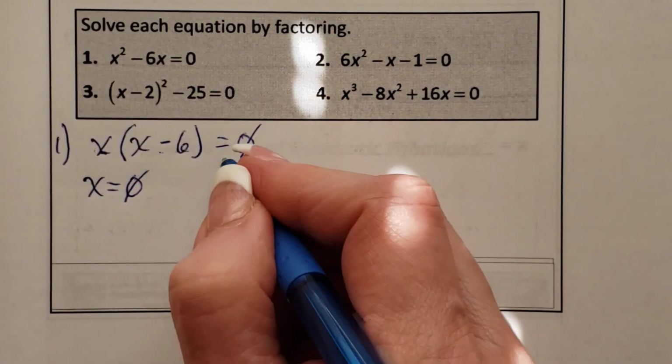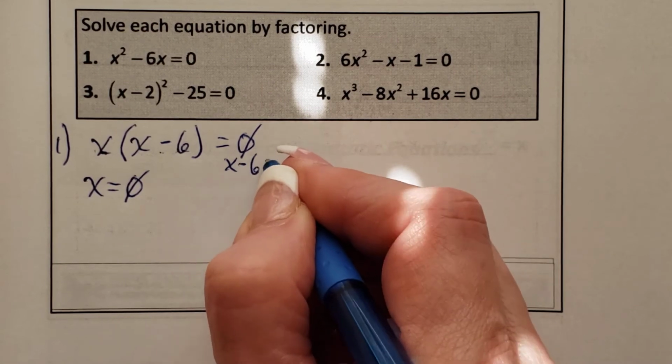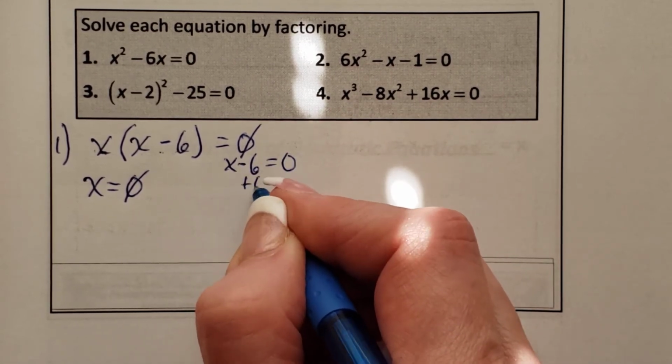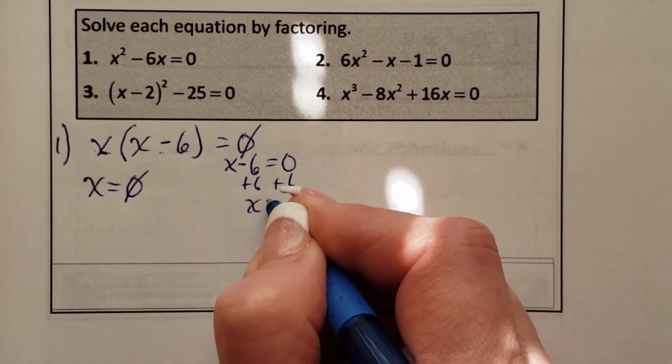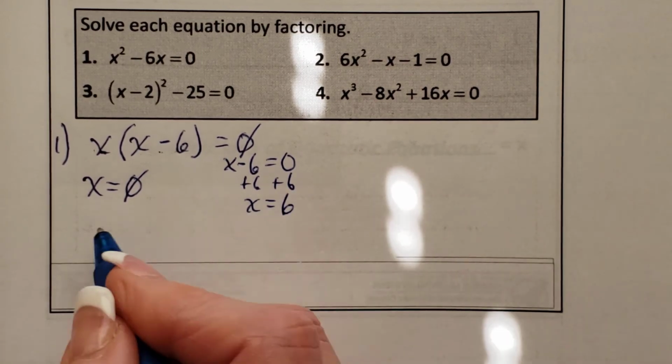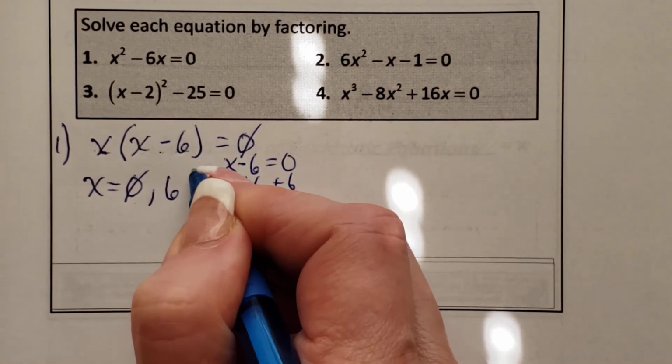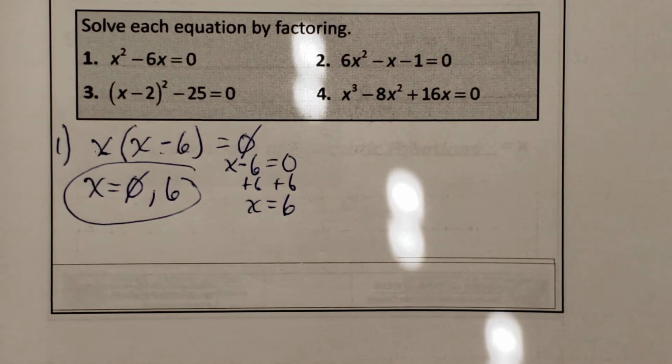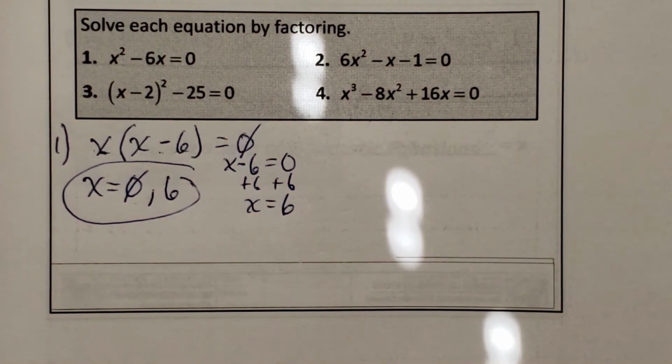Also, whatever's in the parentheses, you set equal to 0. So I'm going to add 6 to both sides. So the answer is that x could be 0 or 6. Number 2.